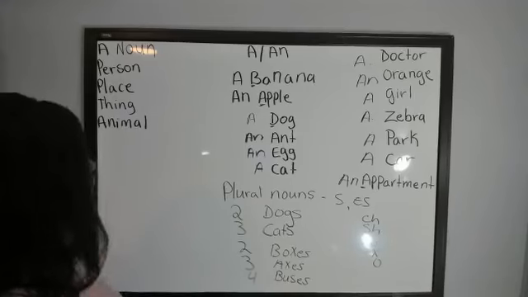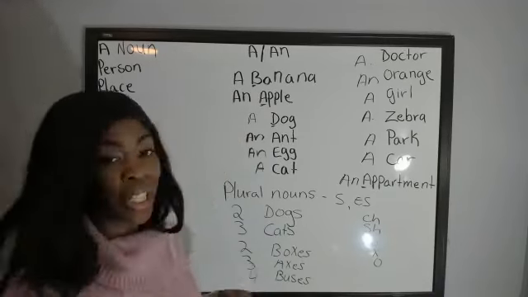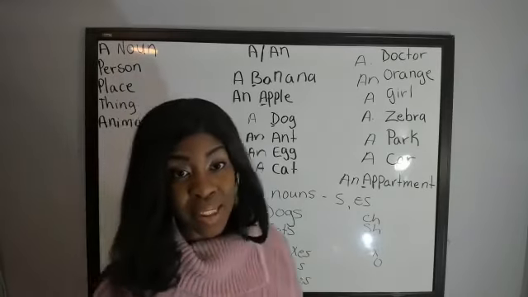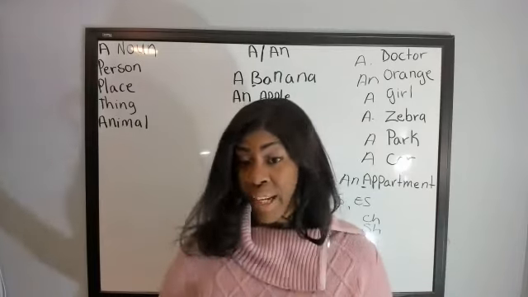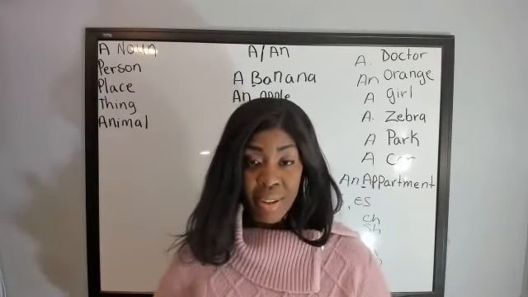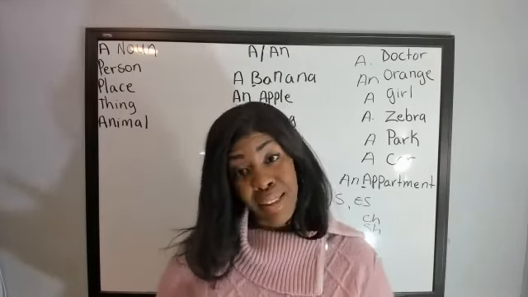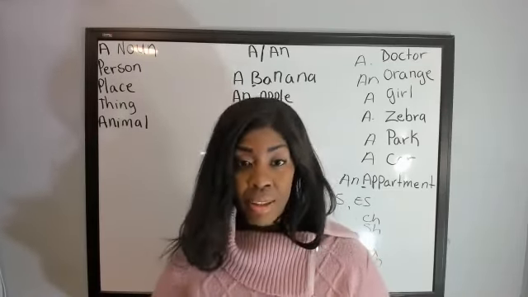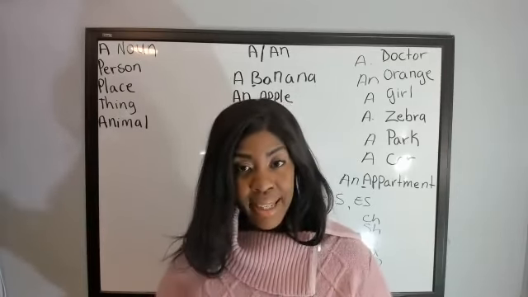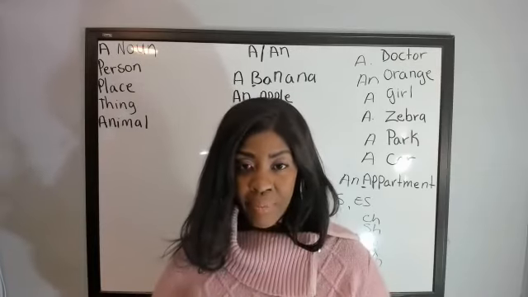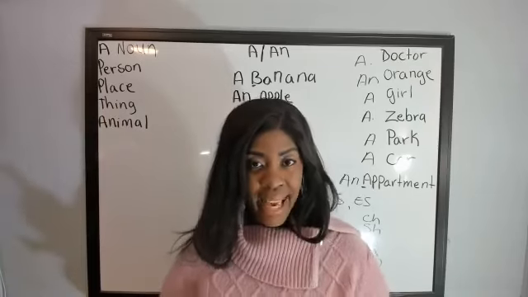Again, we talked about a versus an. We use a with noun. Noun is a person, a place, a thing, or an animal. For example, a doctor, that's a person. An orange, that's a thing because it's a fruit. A girl, that's a person. A zebra, that's an animal. A park, that's a place. A car, that's a thing.